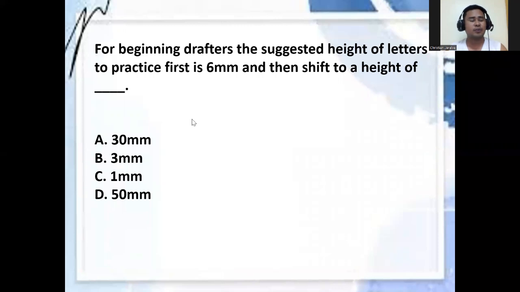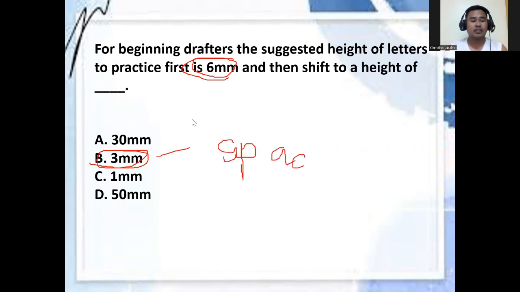The height of letters to practice is always 6 millimeters. Always 6 millimeters, okay? However, once you become a drafter already, you should shift into a lower height of letters, that is 3 millimeters. Sir, why 3 millimeters? You have to remember we have to conserve space. We have to conserve space in drafting.